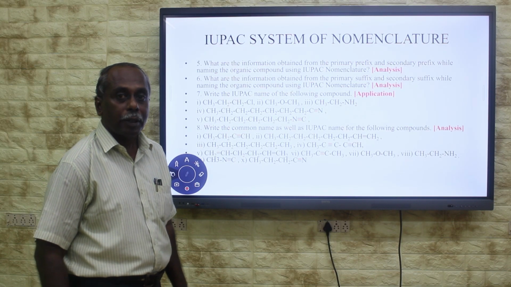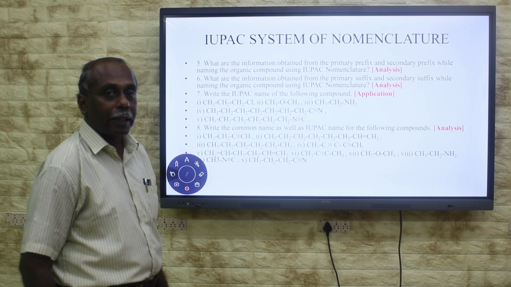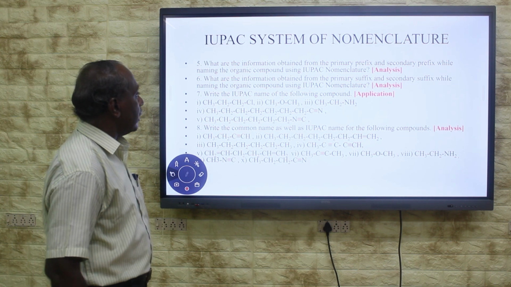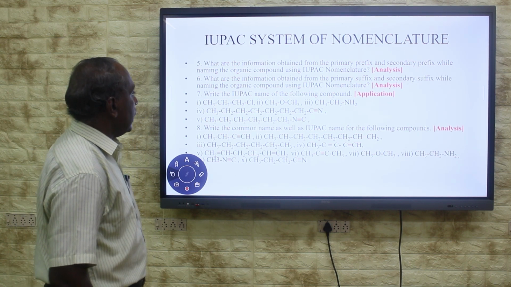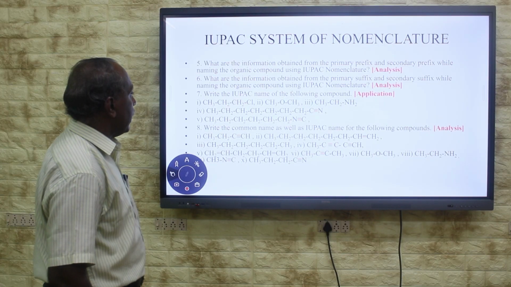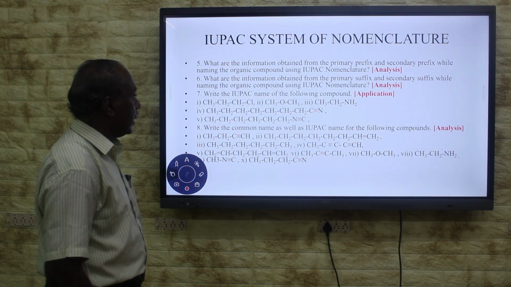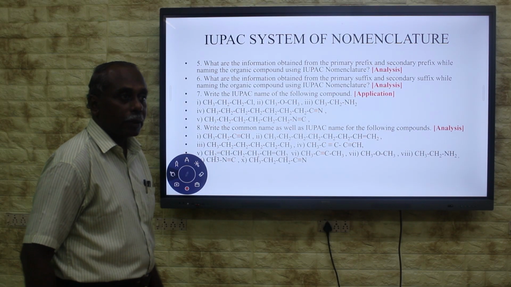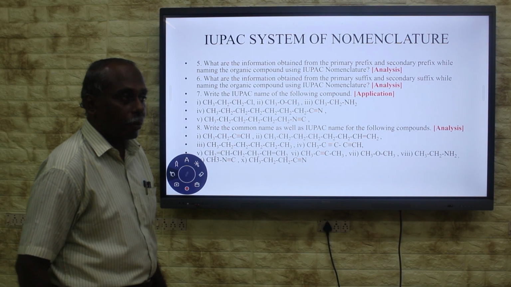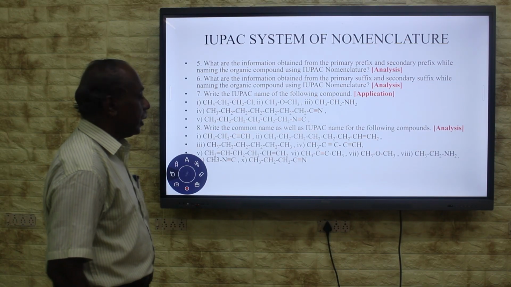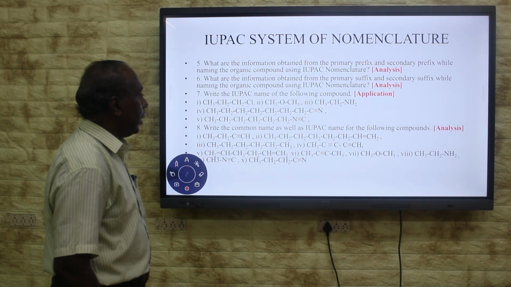Functional group of higher periodicity should be given in the secondary suffix. Then write the IUPAC name of the following compound. Here it's a halide. First you see the functional group in the compound, Cl. Cl is a functional group of lower periodicity. Therefore, its name should be given in the primary prefix.